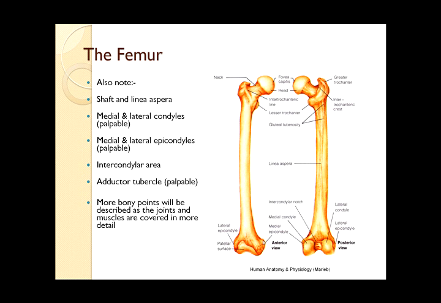These are not all of the key bony points on the femur. These are the first ones that we're going to be looking at, palpating. But as we start doing some of these soft tissue structures associated with the hip and the knee, we will identify more bony points. They'll be covered in far more detail.